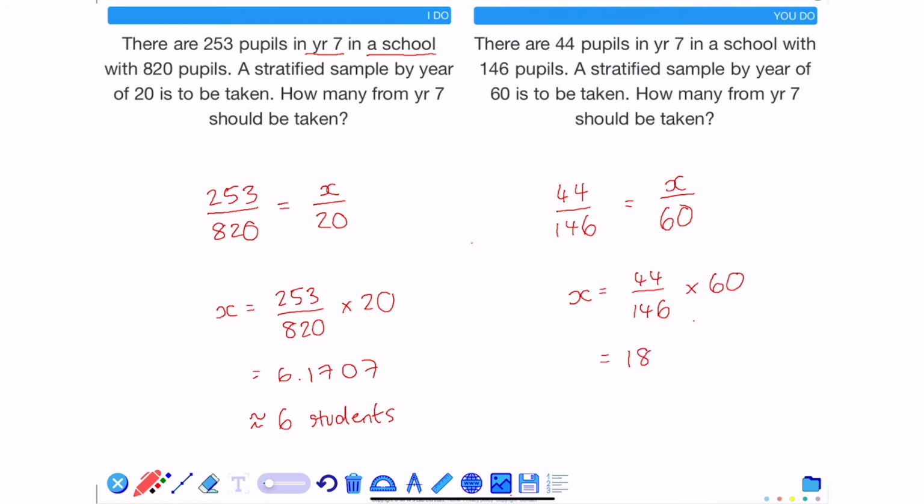18.082. As before, we're talking about the context of people and selecting them to be in a sample. Rounding this number would give 18 students to be selected from Year 7 to be in my sample.